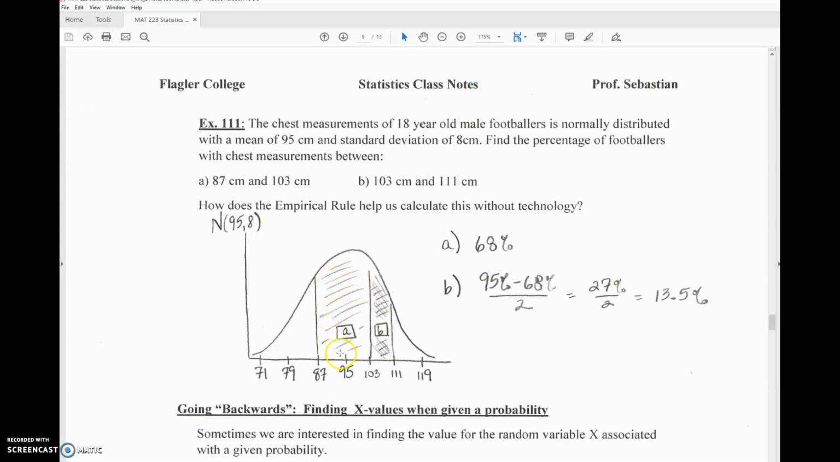But I'm going to go ahead and subtract this middle 68%. So that's 95 minus 68%. So what I have left is this area, which is what I want, plus this area, which is the same, but on the other side. So I'm going to divide my result by 2, and that'll give me the area that I want. So I get 27% divided by 2, which is 13.5%.